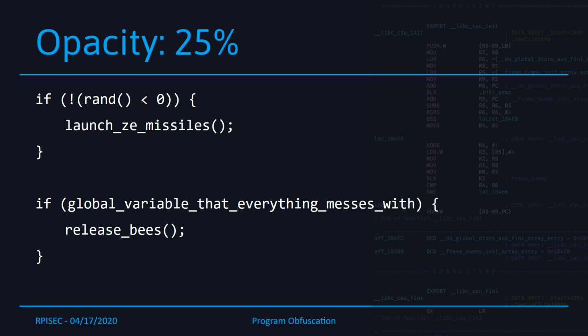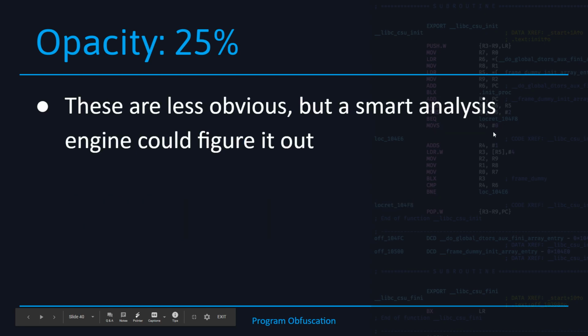Like what if we said, okay, if rand is less than 0, and that's not true, then launch the missiles. As you might know, rand always returns 0 or a positive number. So this will always happen. And then maybe we have this big global variable that everyone's poking at. Again, so these things are kind of less obvious, but you can still reason your way through them.